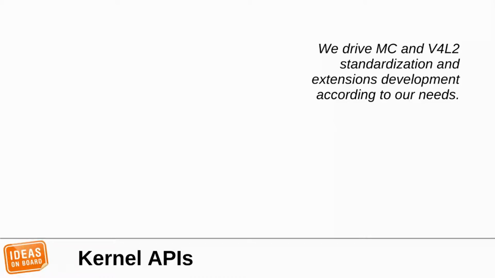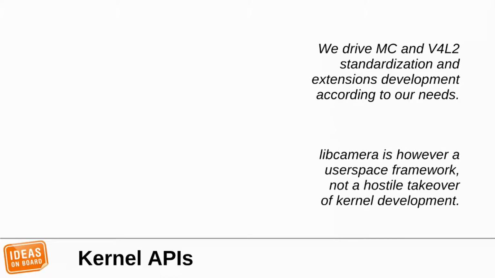So that's been a very good lesson for me, that it's impossible to create a good kernel API if you don't actually have a real implementation in user space, not a test program, not a command line test tool or unit test, something that you write very quickly to make sure that it doesn't crash, but an actual real world user of APIs. But that being said, libcamera is a user space framework. It's not a hostile takeover of kernel development. So we're really focusing on the user space side.